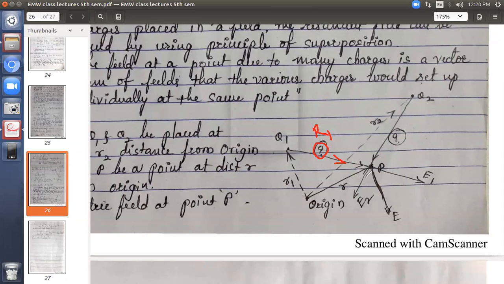Because the position vector direction you observe, it is towards P. So whatever position vector is there, along the line joining, even your force or your unit vector direction will be along the line joining. As it is along the line joining in this direction, the same direction is continued for E1 from point P.